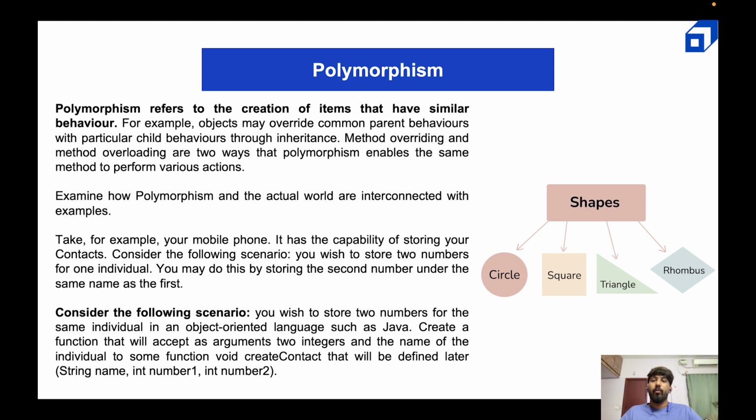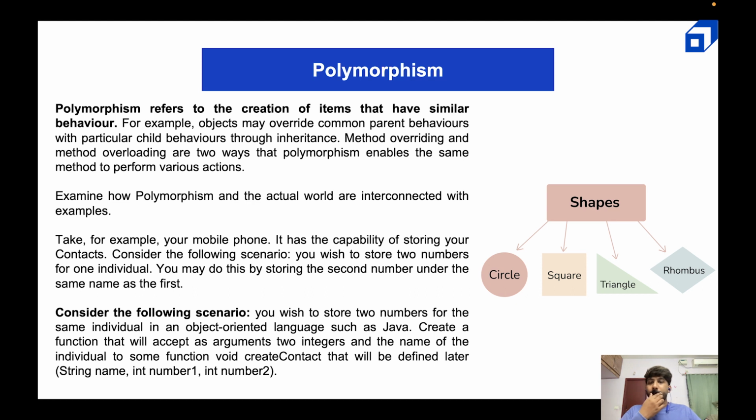Coming to the next one, which is polymorphism. Polymorphism refers to the creation of items that have similar behavior. For example, if you look at the right side, shapes is the main title, and then there are other forms. Polymorphism is again a very common term. Poly basically means many, morph basically means forms. So it's many forms, and shapes is a form, and under shapes there are many forms. So basically, in one class there could be many forms. Under shapes there is circle, square, triangle, rhombus, and so many other shapes. So this is just an example, right?